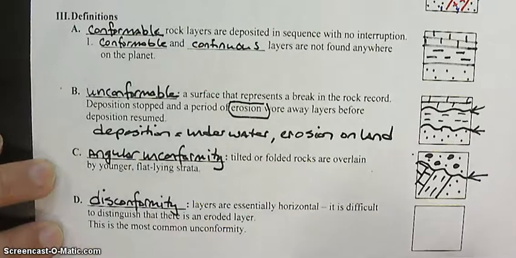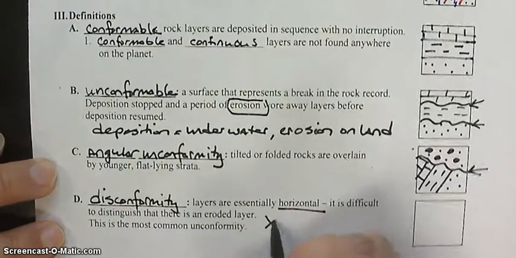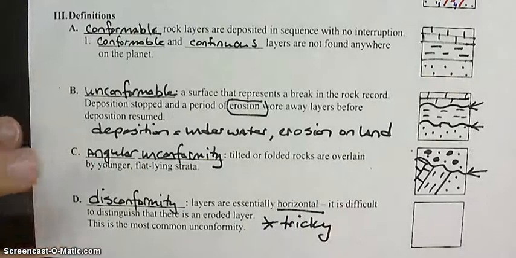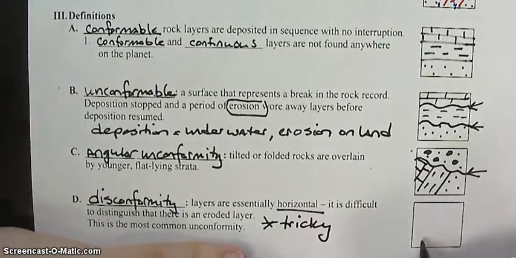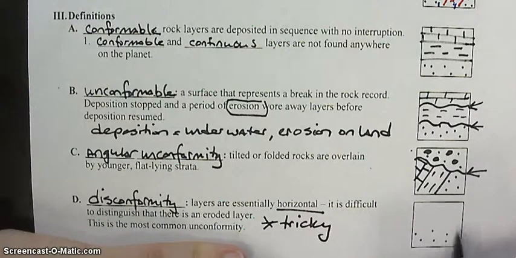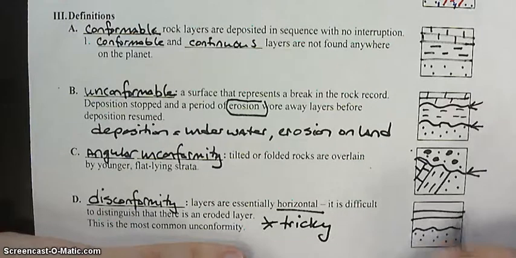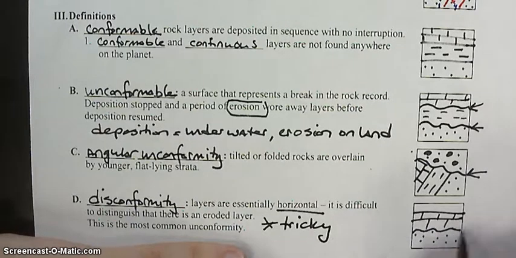With a disconformity, everything's horizontal. It's very difficult to distinguish, and it's also the most common. This one is tricky. So with a disconformity, you have your sandstone, and maybe that shale would have formed next, but that shale would get completely eroded away before the limestone could come in. So to you and me, it might look like there was never any shale there to begin with.